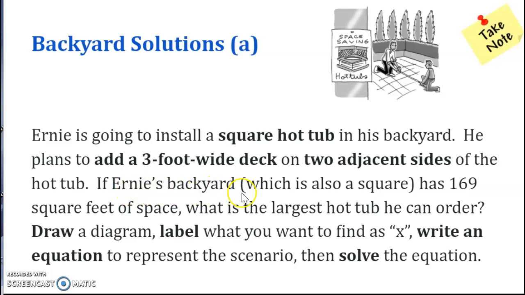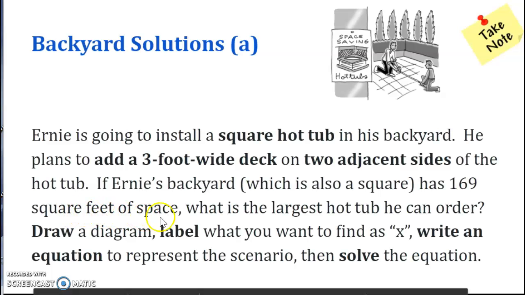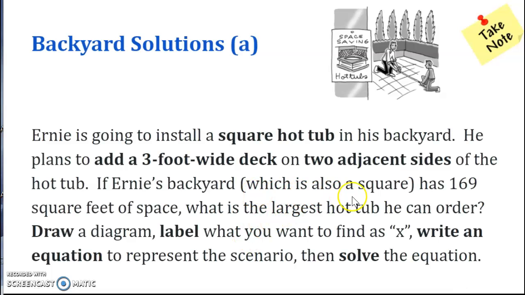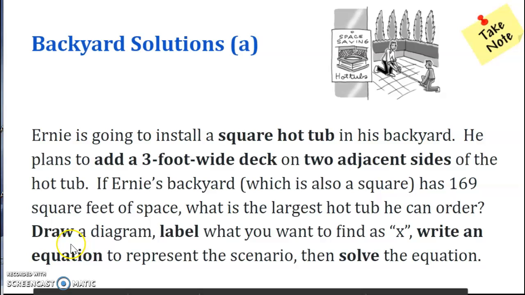If Ernie's backyard, which is also a square, has 169 square feet of space, what is the largest hot tub he can order? Again, this is in square shape, so the area is 169. We are asking what the dimension of the hot tub is that he can order. To do that, draw the diagram, label what you want to find as X, write an equation to represent the scenario, and then solve the equation. Please pause the video and see if you can solve the situation yourself.